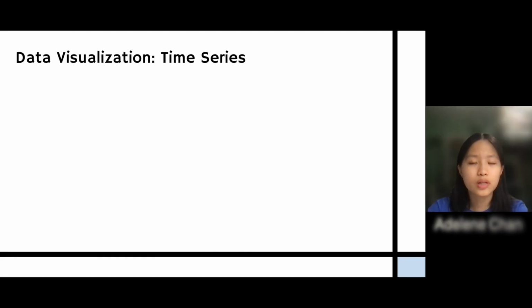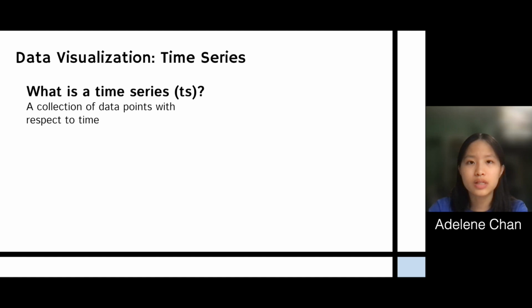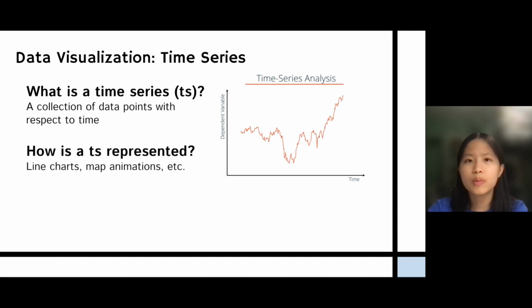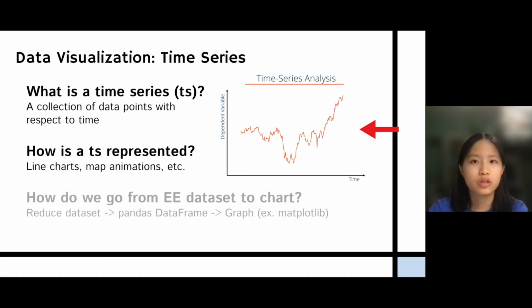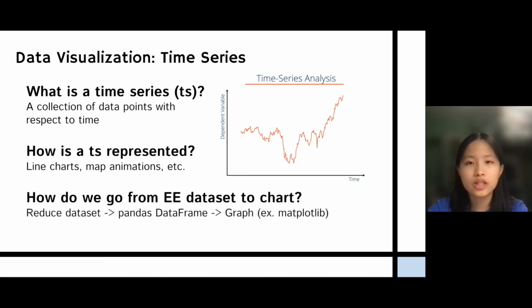Another data visualization technique we use is time series. A time series is a collection of data points correlating with time, and it can be represented as line charts, animations, and more. To go from the Earth Engine dataset to a chart, we have to reduce the image collection and then convert to a manipulable pandas data frame so that we can graph it.